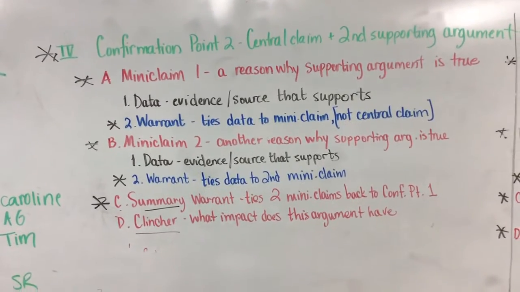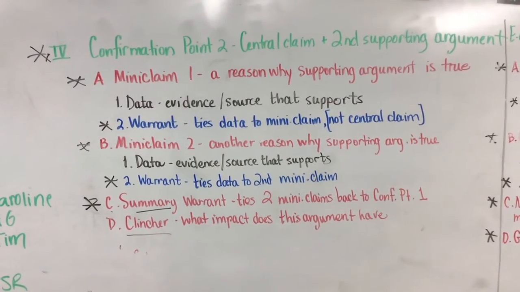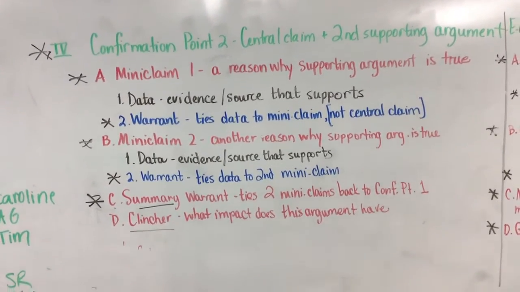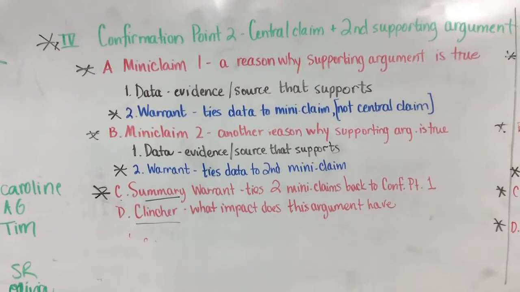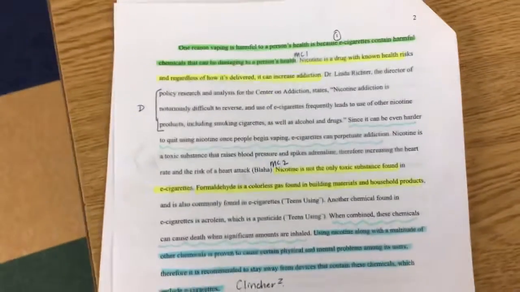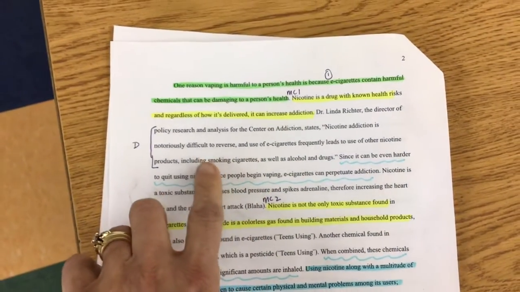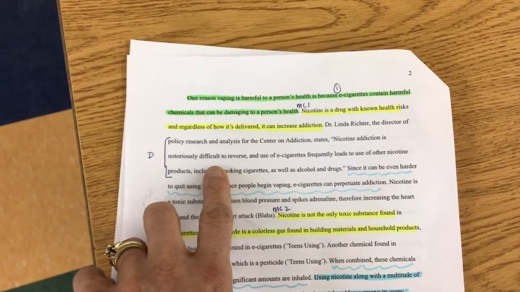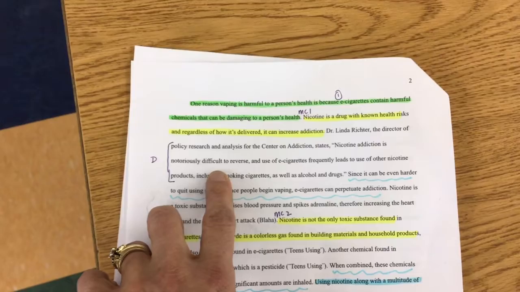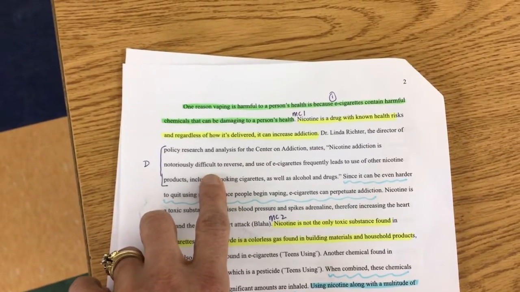So this is really important. The warrant ties data back to the mini claim. It doesn't go back to the central claim. It's just tying data to the mini claim. So if we look down here at this, we're tying that nicotine has health risks, okay? And so it's damaging to a person's health.